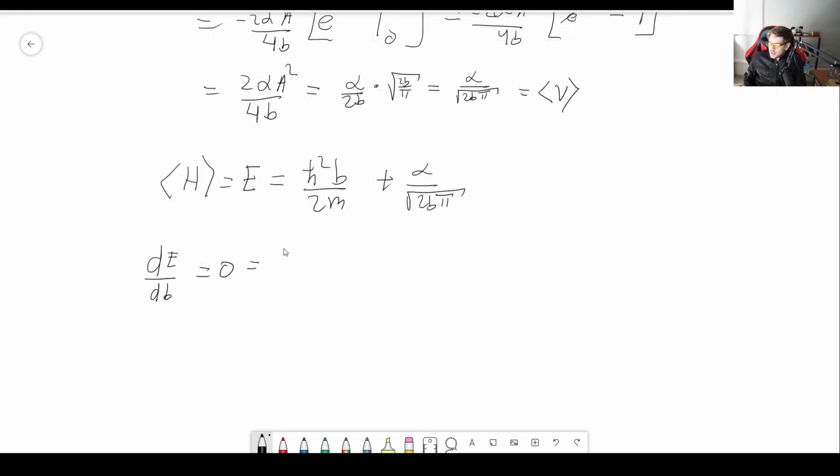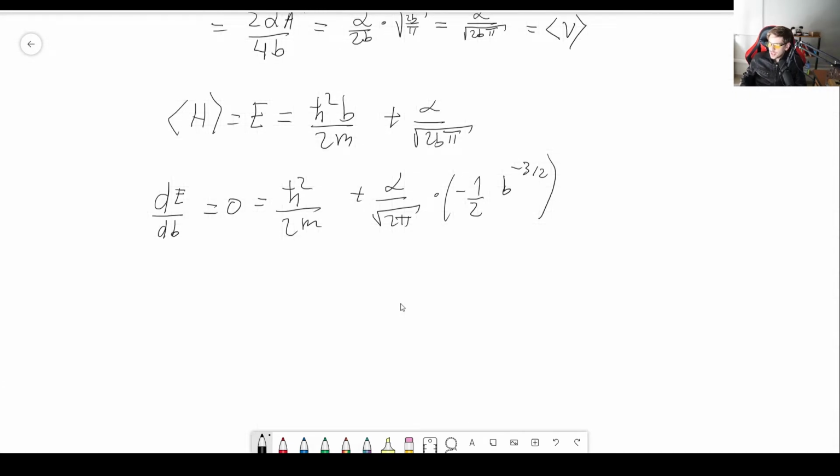So let's see. This is going to be h bar squared over 2m plus alpha over the square root of 2 pi. I'm just putting the constants in front. And then we differentiate b to the 1/2, which will be 1/2 b to the minus 1/2. Okay, now we have to solve for b, so let's go step by step. We don't want to make a dumb mistake at this point. So on the left-hand side, I'm going to have this. So we get b to the minus 3/2.